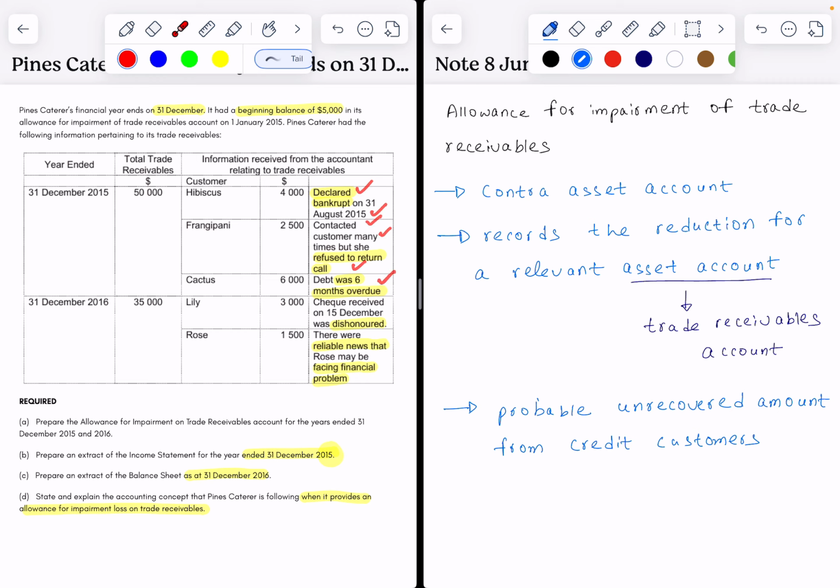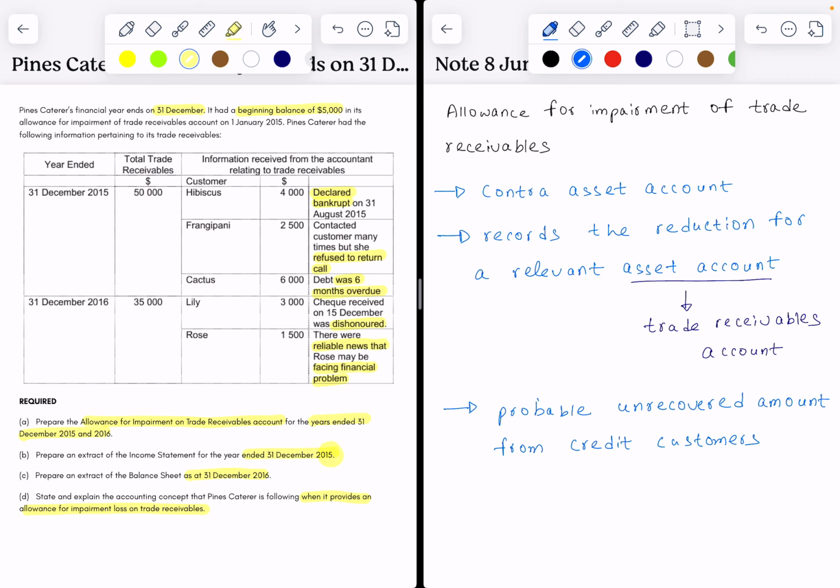And then we are given some similar information for the year ended 31 December 2016 for 2 different customers, Lily and Rose. So the requirement of this question is to prepare the allowance for impairment of trade receivables for the years ended 31 December 2015 and 2016. So let's look into the workings on the right hand side and let's understand some fundamentals.